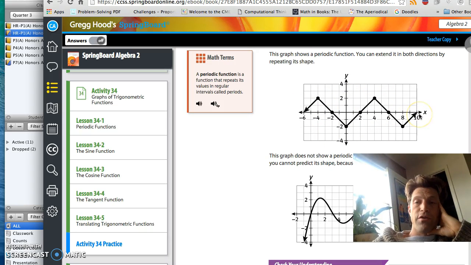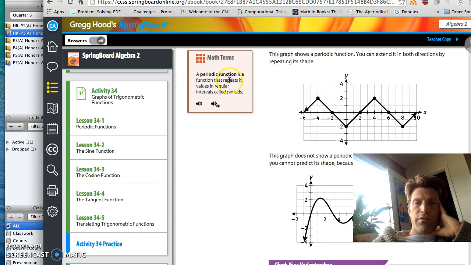If you look at the function from 10 to 2, it goes down 2, then up 2, then up 2, then down 2. And then it does the exact same thing from 2 to -6. Down 2, then up 2, then up 2, then down 2. So there's a good visual.